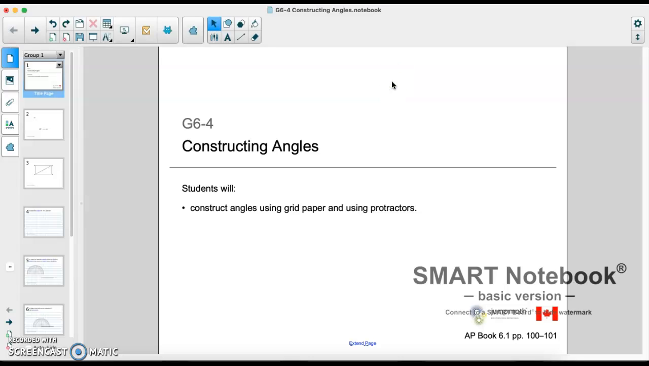We're going to move on in our study of geometry and this time look at constructing angles. And so that should be exciting. You're going to need your protractors for sure. Yep, so our goal by the end of this lesson is that you're going to be able to construct angles using grid paper and also using protractors.